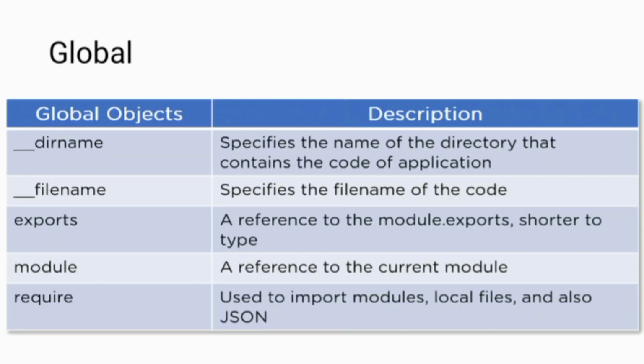Next we have global. Global objects in Node.js are available in all modules. These are functions, modules, strings, etc. Some of the Node.js global objects are given here.